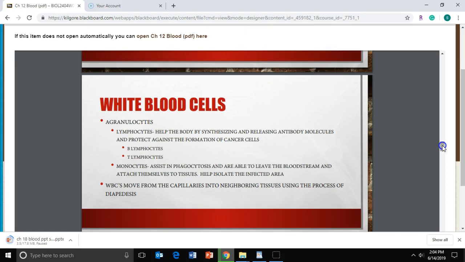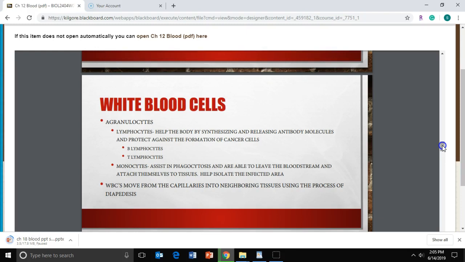So there's different types. The name B lymphocyte comes from where the lymphocyte matures. It's made in the red bone marrow, but it matures also in the red bone marrow. So the B stands for bone marrow. And T lymphocytes are made in the red bone marrow, but mature in the thymus. So that's where T comes from thymus.